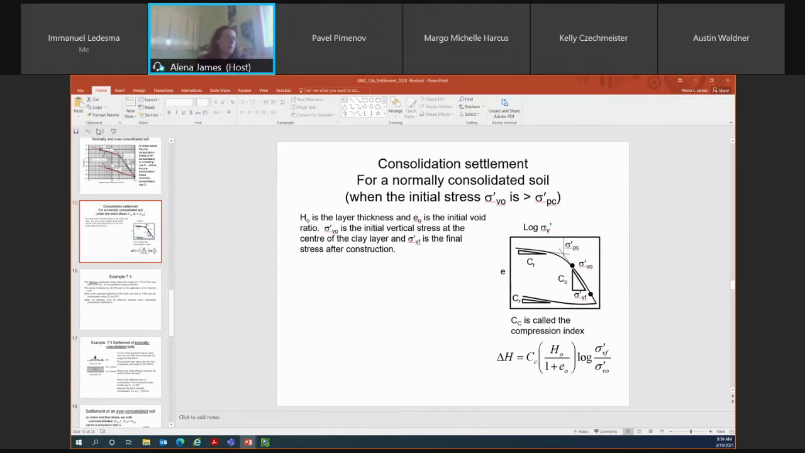You would use this equation where you have your compression index, so your CC value. You would know the thickness, so H naught, of your clay layer of interest. You would know your void ratio. You would know what your final effective stress value is because you've calculated it, and you would know what your initial effective stress value is because you've calculated that as well. So CC, H naught, and e naught are always provided to you in the question, and you would be expected to calculate your final effective stress and your initial effective stress. And then from that, you could calculate what your settlement would be for that clay layer. So that's the first scenario, where your soil is considered normally consolidated and it will always be normally consolidated, even after you've applied an external load.